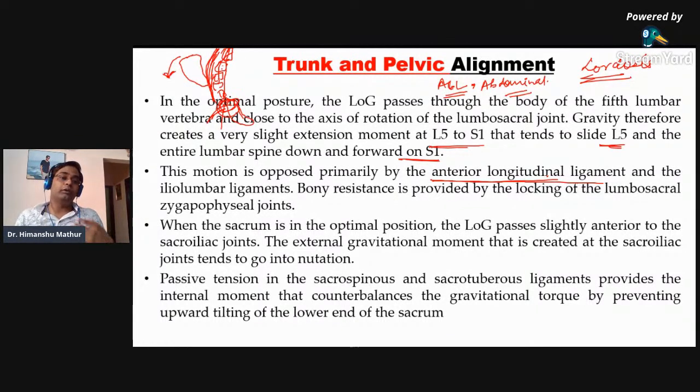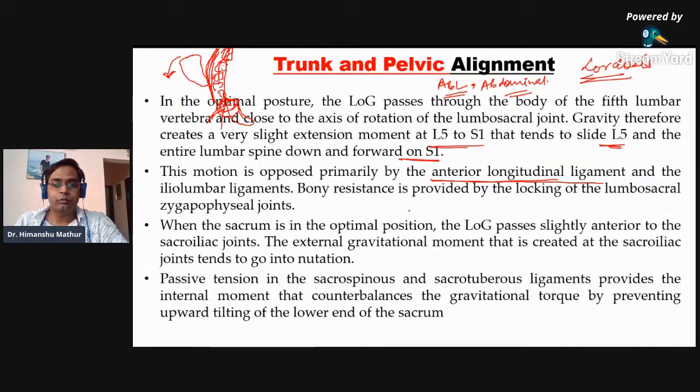Eventually, if you are in a hyperlordotic situation, it will cause a tightness in the erector spinae or the other extensor muscles of the lumbar spine. Fine. So this eventually results in that. Now this motion is opposed primarily by the anterior longitudinal ligament, and the iliolumbar ligaments also.